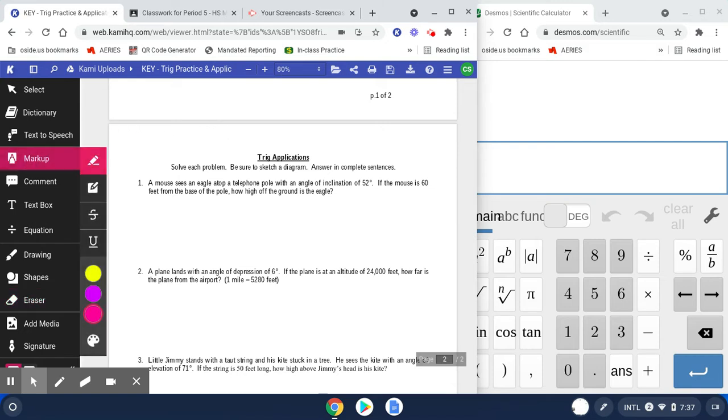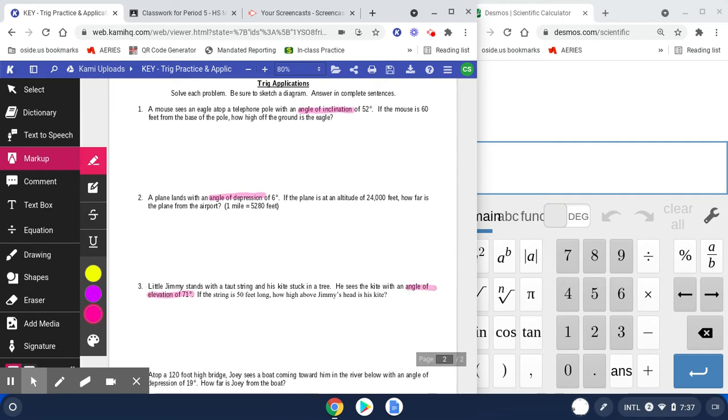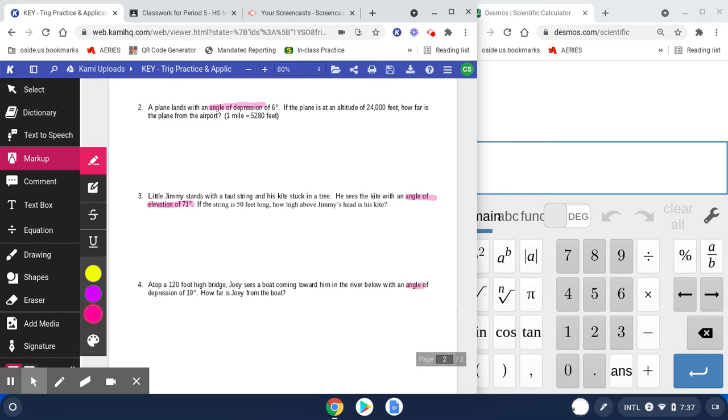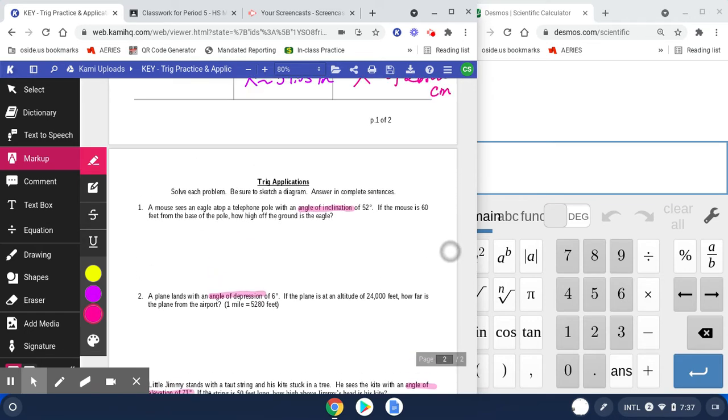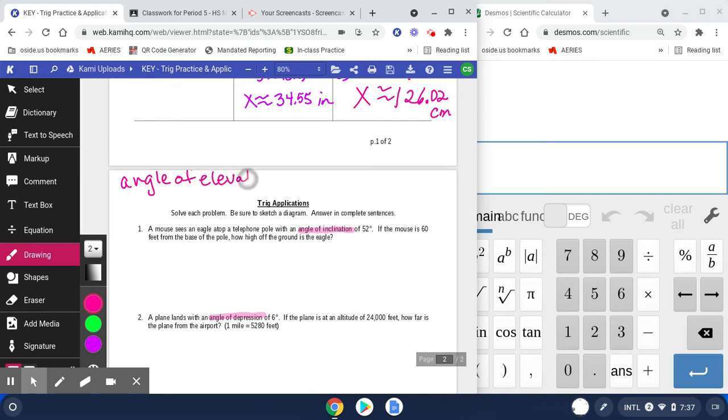Now notice that in some of these word problems, it says angle of inclination, angle of depression, angle of elevation, and in the bottom one, angle of depression again. So what do these mean? An angle of elevation is when you are rising up from the floor. So it's going to be an angle like that, going up from the flat floor up. That's also an angle of inclination.